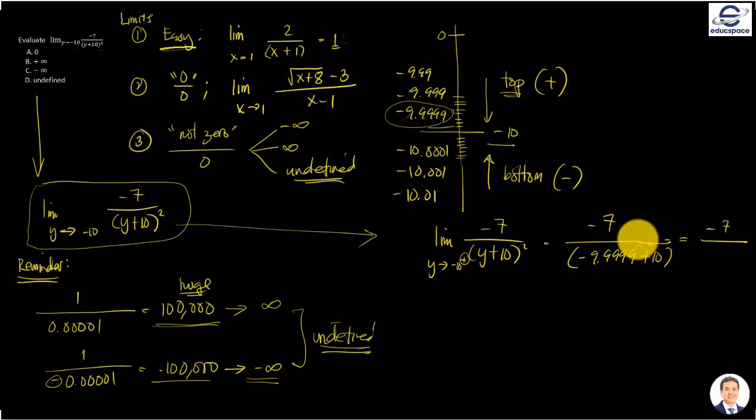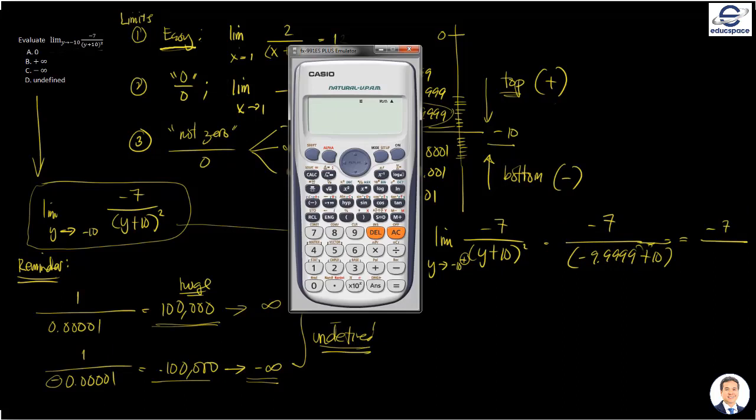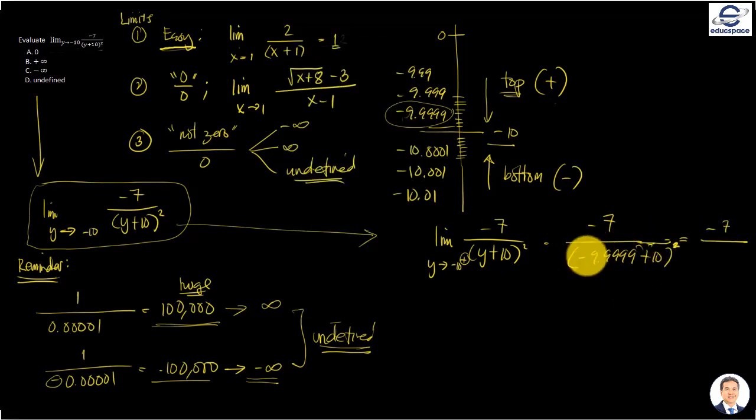And then here, as you can see, we can check what will be the value using our calculator. We have -9.9999 plus 10. So it's still positive. And if I square it, don't forget we have to square, equal sign. So that's even smaller. This means that we have a very small number here, which means we have infinity.